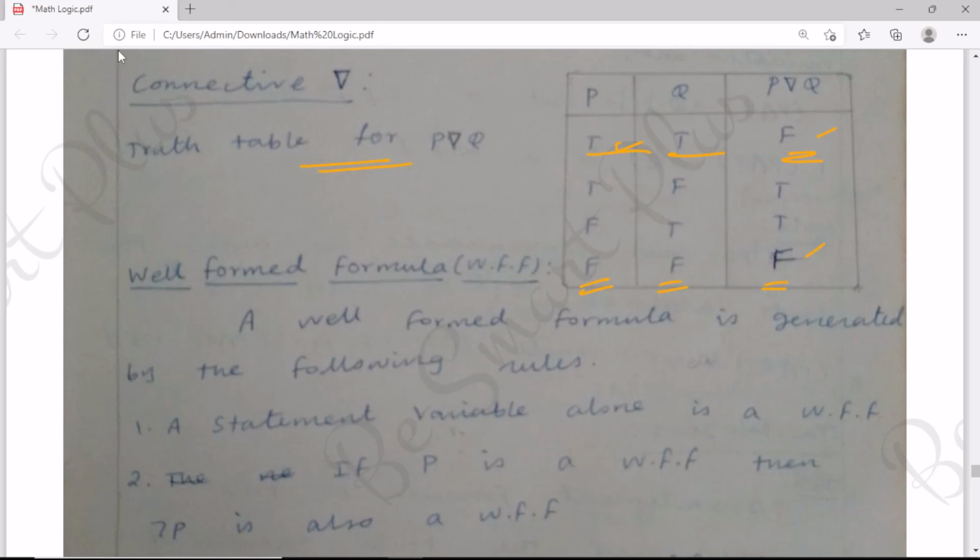So it has a truth value false only when both the statements P and Q have identical truth values, like false, false, or true, true. Only then does it have a truth value false; otherwise it has a truth value true only.